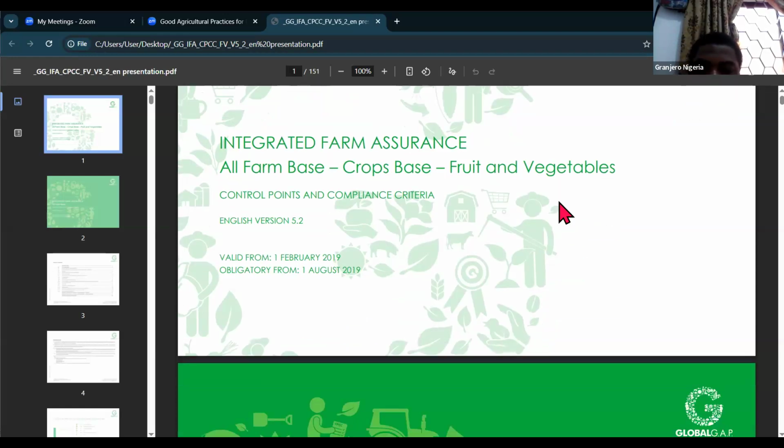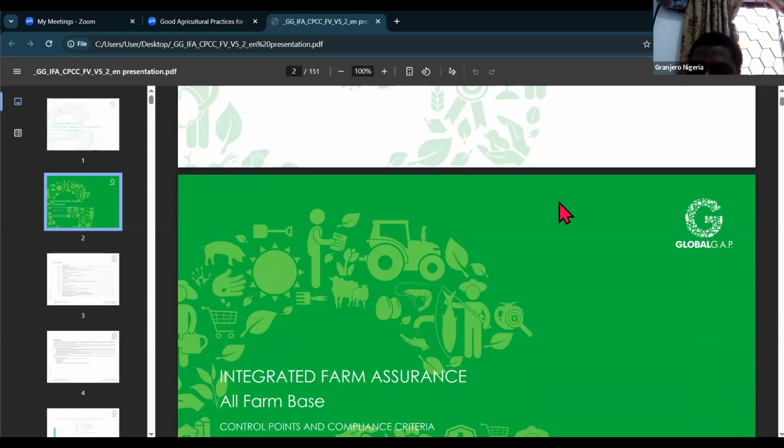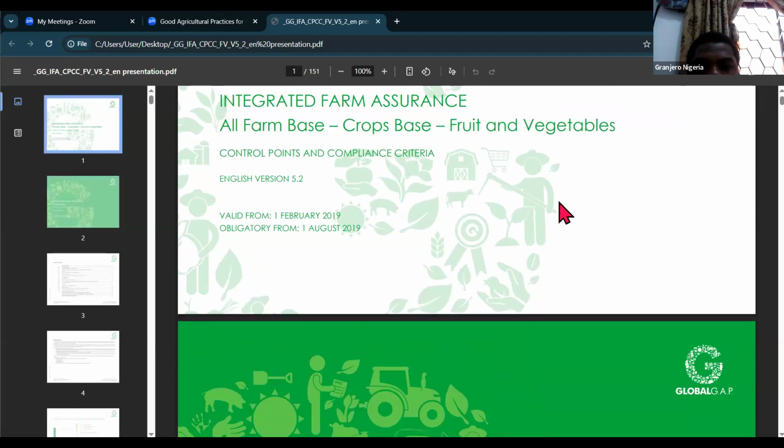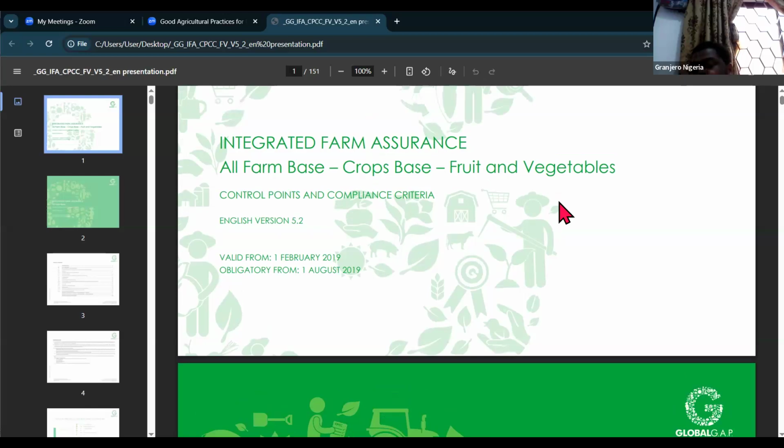So there's what we call control points and compliance criteria. Although the name has changed now, I'm using an old document so that it helps us understand better how it actually operates. These are the points that we're trying to bring out. From one point, we see if you have the document, and then it keeps going on and on like that. At every point, we have the things that you must have on your farm.